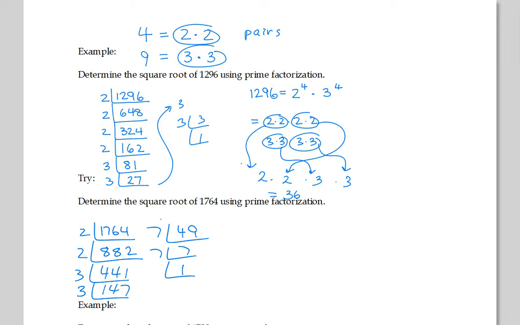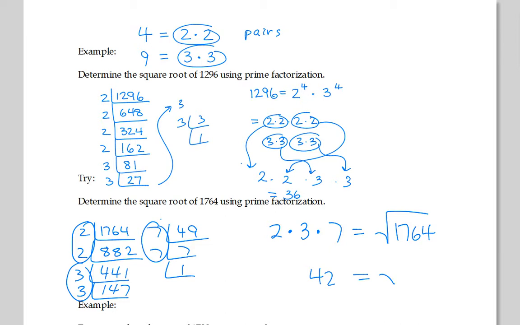So that's nice. I got 2 2's, 2 3's, 2 7's. How many do you need from each pair? 1 from each pair. So 2 times 3 times 7 will be equal to the square root of 1764. 2 times 3 times 7 is 42. And if you double check on the calculator, if you just do it straight like that, you get it.